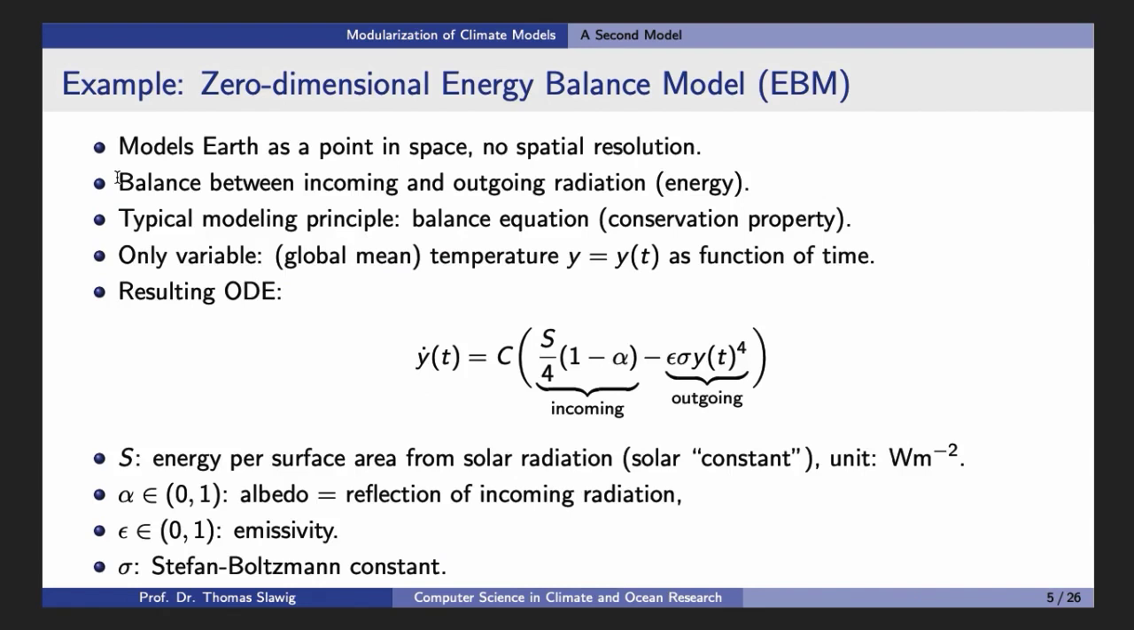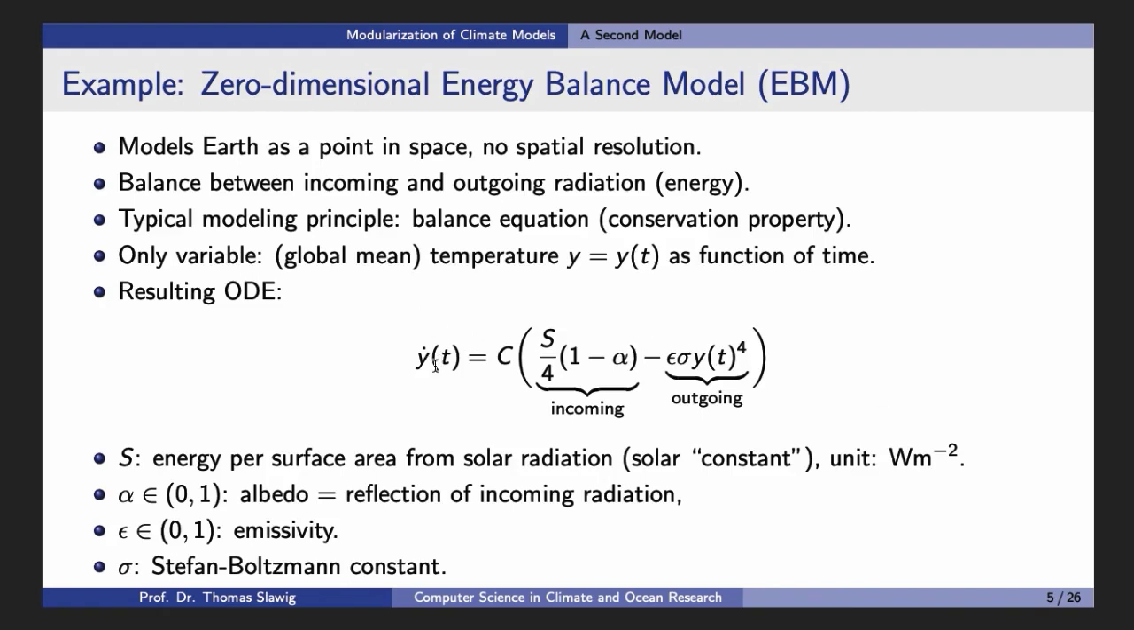And last time we had already one example, the zero-dimensional energy balance model, and it was like this. Here I wrote it in the way that it's also on the exercise, so I included the constants. So we have here the solar constant, some coupling constant C, and then we have the albedo, and the emissivity, which is a quantity that describes the effect of the greenhouse effect, and then we have the Stefan-Boltzmann constant here, and here we have the power of 4 of the unknown function y, which is a temperature, and here we have the time derivative. So this is the first model.